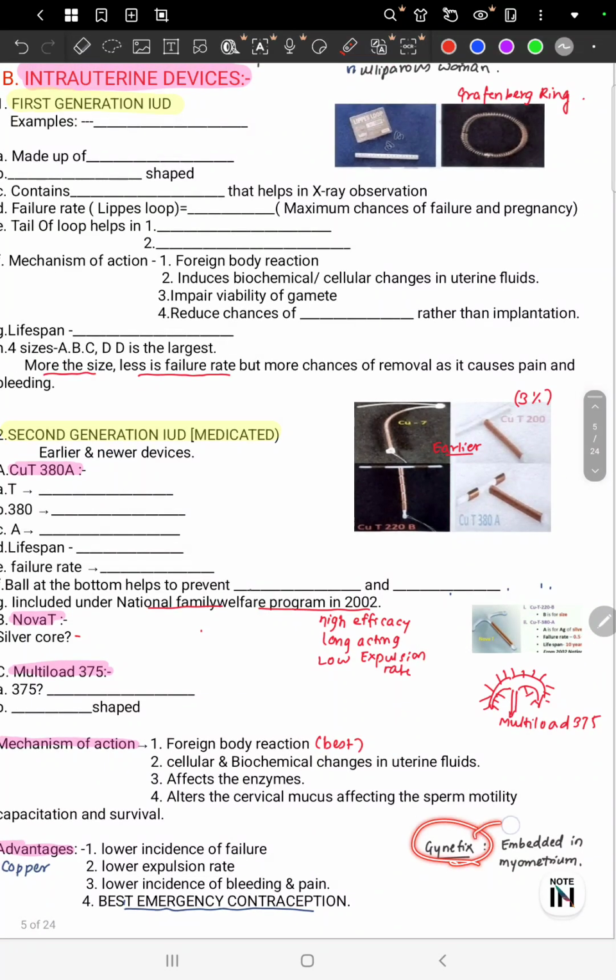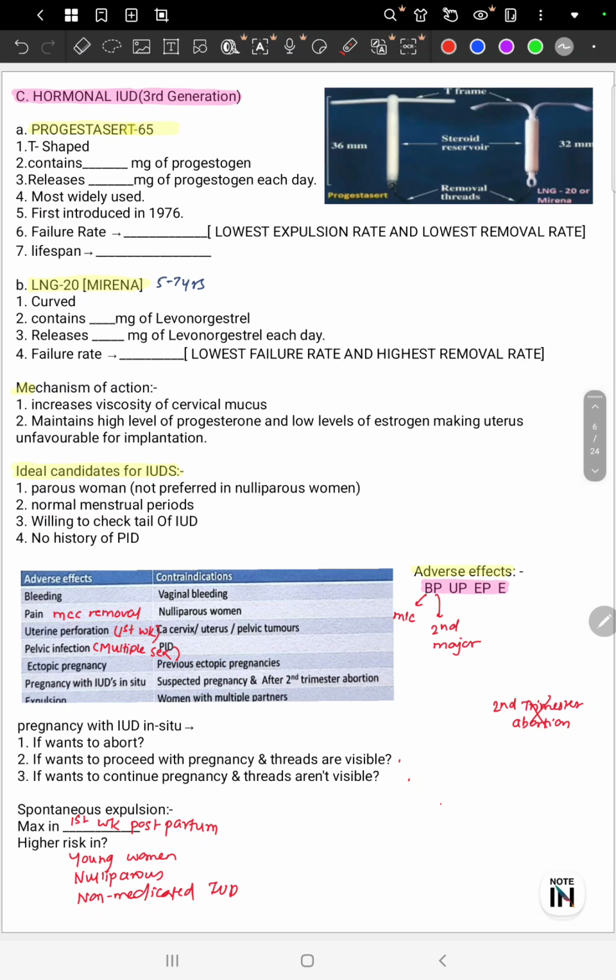Then there is something called Gynefix. Gynefix is embedded in the myometrium. It is fixed inside the myometrium. Then after that, third generation IUCDs. In these third generation IUCDs, they consist of Progestasert 65 and Progestasert LNG20. So Progestasert is one of them. What is Progestasert? It is T-shaped, as you can see over here.